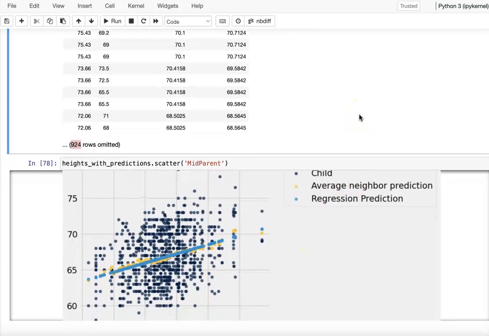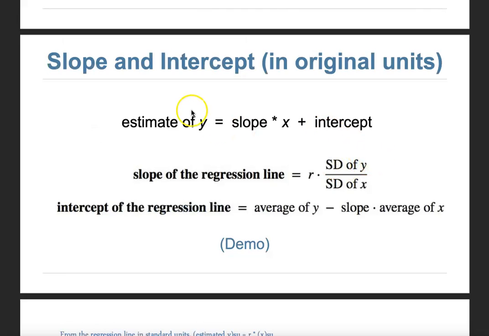Okay, so that's to more clearly explain, from the end of last lecture, how we get this regression line, how we know the slope and intercept and how to calculate them. That's our regression line equation in the original unit. Okay, that's our demonstration.